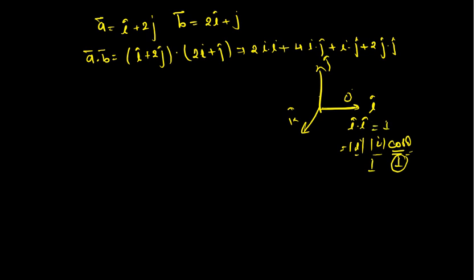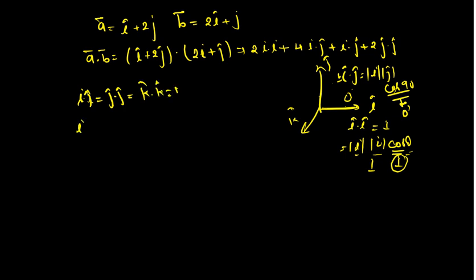Now what about i dot j? If I am doing multiplication of i and j, or j and k, what will happen? If I am doing i dot j, it means mod of i, mod of j, cos theta. Here theta is 90 degrees and cos 90 is nothing but 0. So the product will be 0. So keep in mind, i dot i is equal to j dot j is equal to k dot k, which is 1, and i dot j is equal to j dot k is equal to k dot i, which is 0 always. If two vectors are perpendicular, then the dot product will be 0. If collinear vectors are there, then the value will be 1.